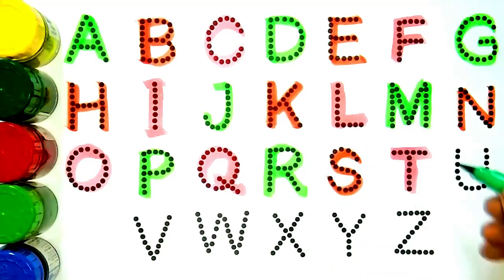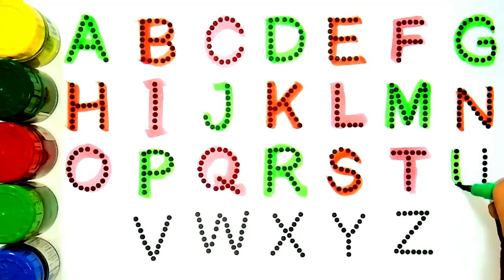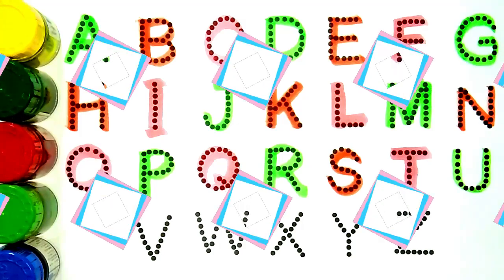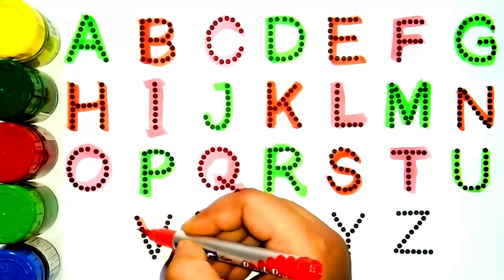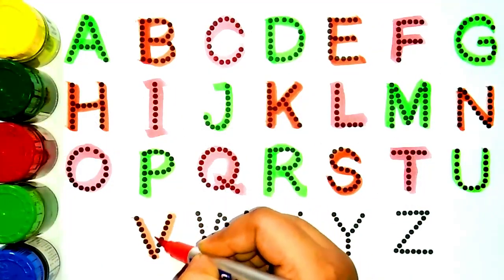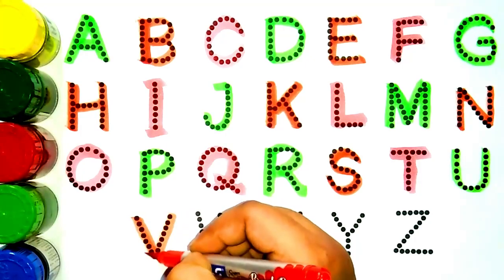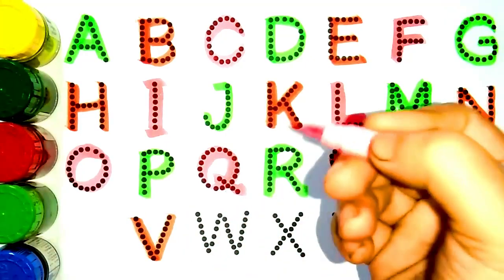Light green color. U for unicorn, U for unicorn. Orange color. V for violin, V for violin. Light pink color.